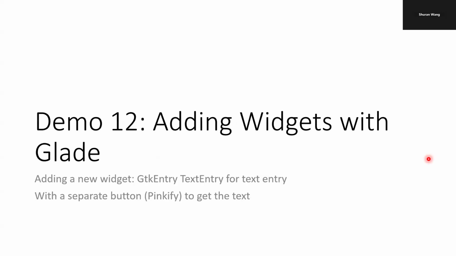For the next demo, I would like to add some widgets with Glade. And in this demo, I will only be adding a text box to the sidebar for text entry. And what it will do is I have a separate button called Pinkify that toggles Pinkify every time you click on it. And it also gets the text and displays it on the status bar. Let's see how to do this.